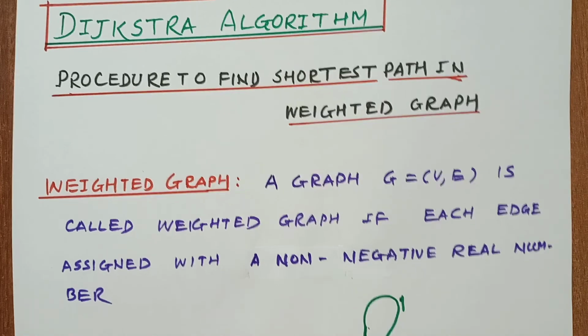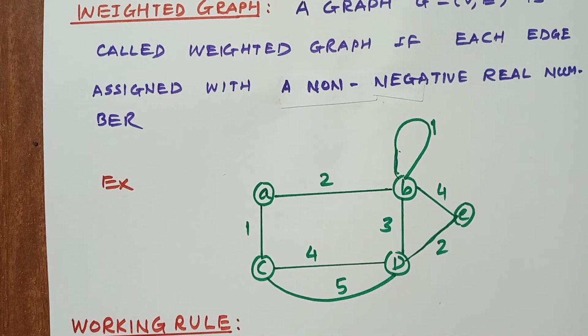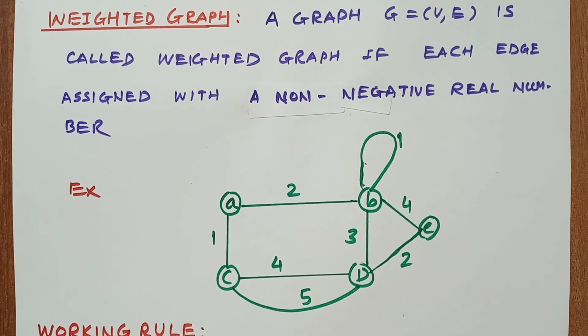Okay, this is a graph. These are vertices A, B, C, D and E. Each edge is assigned a non-negative real number, meaning A to B weight is 2, B to E weight is 4, B to D weight is 3 and this is 1, meaning this is a weight. Okay, so this is called a weighted graph.